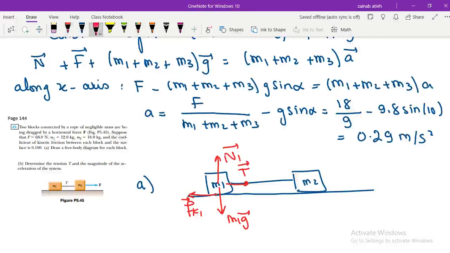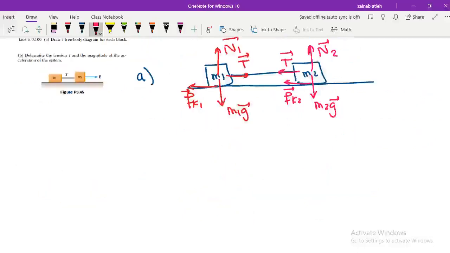On the second block M2, I have for sure the weight which is vertically downward, the support N, the normal of the support, which is perpendicular to the support. I have the tension towards the string and I have the friction opposite to the motion, FK2. I repeat, it's kinetic friction because the blocks are in motion with respect to the ground. And for sure we have the force F that we are pulling block M2 with.